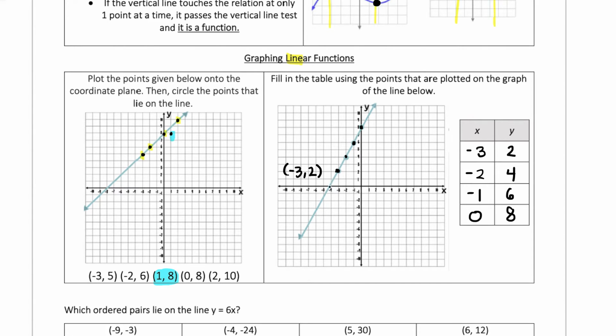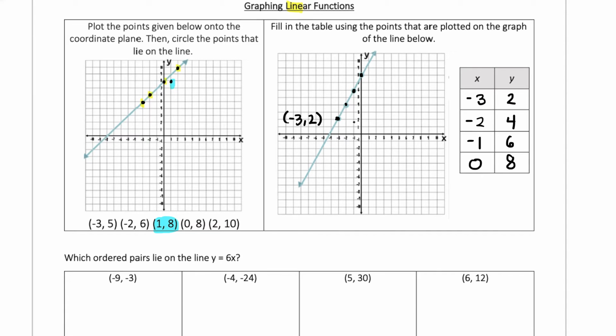So all 4 of these points, or ordered pairs, are going to be on the graph of our line. So we're looking at that because you're going to see questions like this, where you're given a function rule.